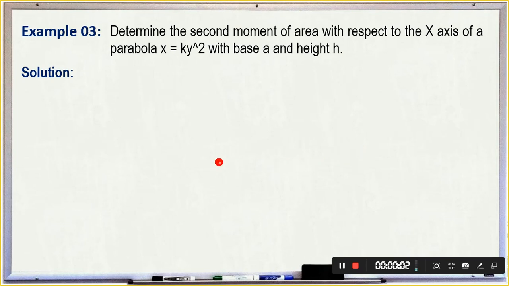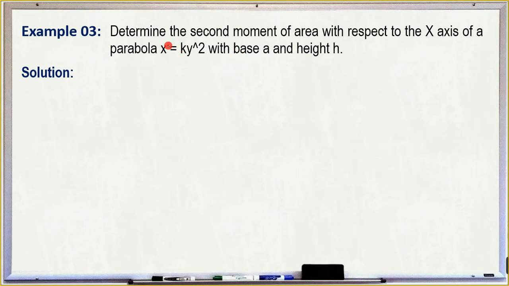Again, this is the continuation of our topic about moment of inertia, which we can also call the second moment of area. So the problem is, we're going to determine the second moment of area with respect to the x-axis of a parabola x equals ky squared, with base a and height h.